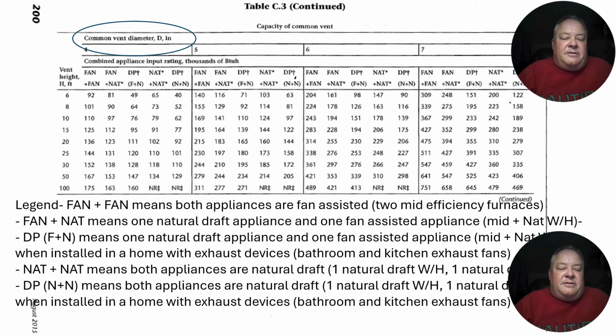There's also a legend down here that explains that fan plus fan is two fan assist appliances. A fan plus nat means a fan assist and a natural draft without depressurization or any air exhausting appliances. DP F plus N, of course, is in a house with exhausting appliances. Nat plus nat is two natural draft appliances, a standard efficiency water heater and a standard efficiency furnace, in a house without air exhausting appliances. And finally, depressurized N plus N is two natural draft appliances in a house with air exhausting appliances. That is what these columns actually stand for.